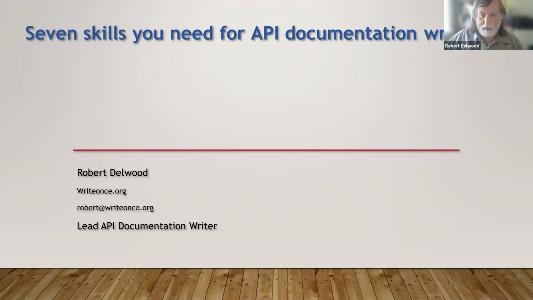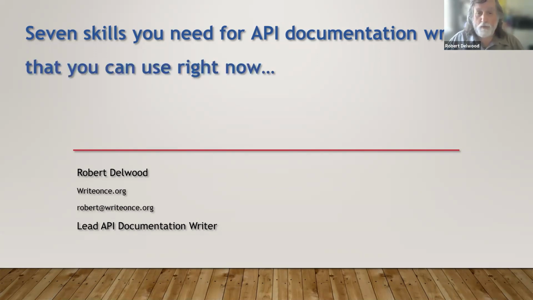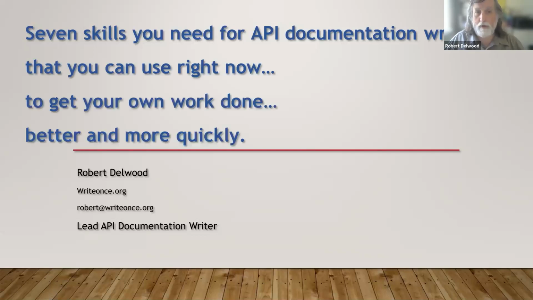I'm calling it simply 7 skills you need for API documentation writing that you can use right now to get your own work done better and more quickly.